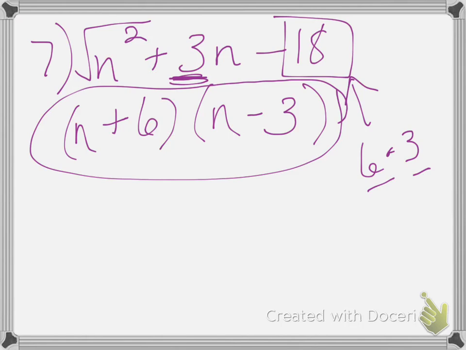It's going to multiply out to give you negative 18. Wait, why does that go, one subtract and the other one add? Okay, look at the sign.